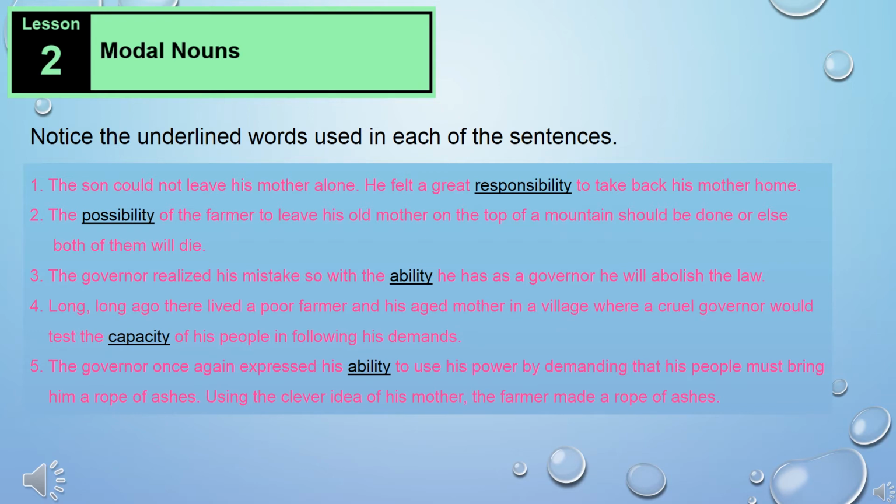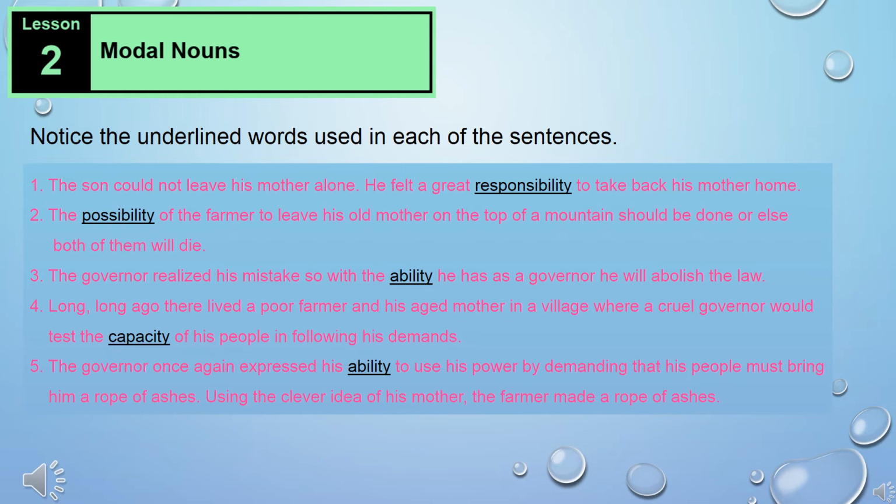So after discussing modal verbs, we have modal nouns. And if you have any questions about the discussion, please feel free to ask your facilitator or your teacher. So, modal nouns, Lesson 2, Activity: In the Right Order. To the student, notice the underlined words used in each of the sentences.